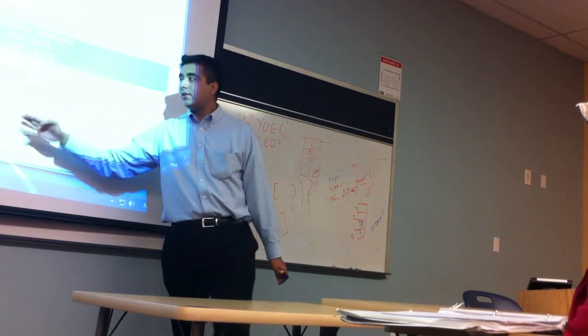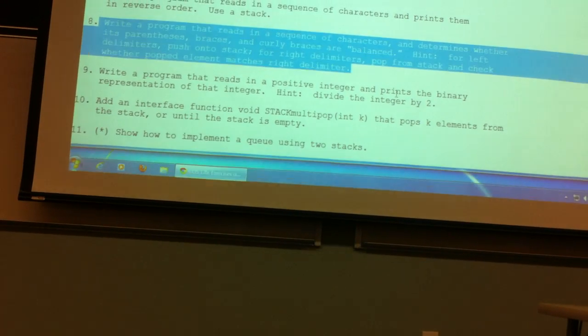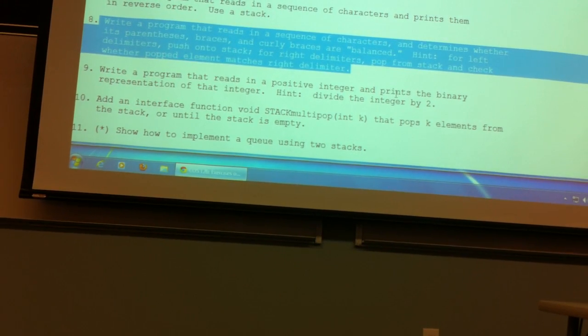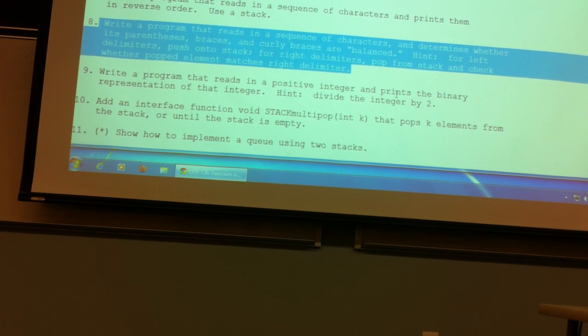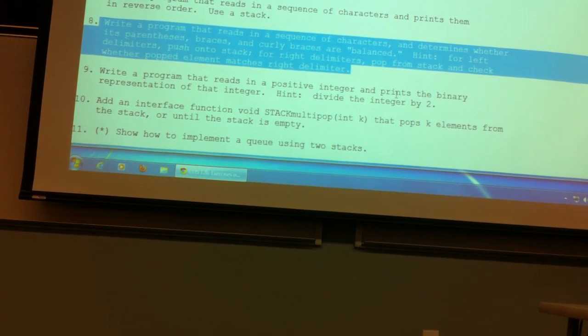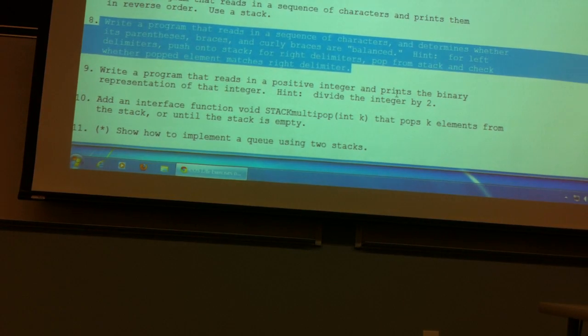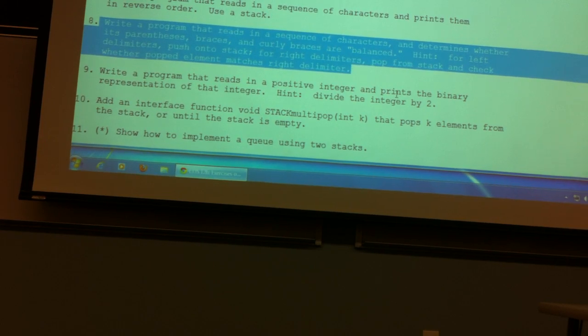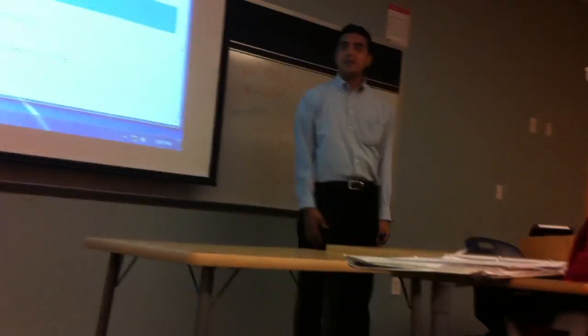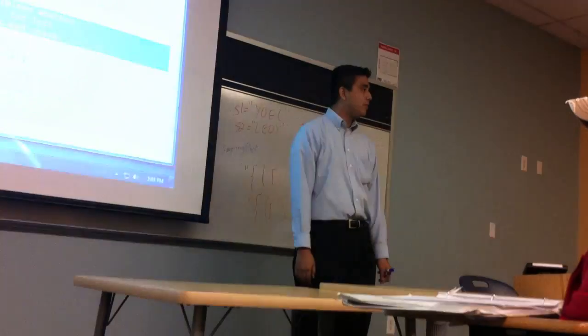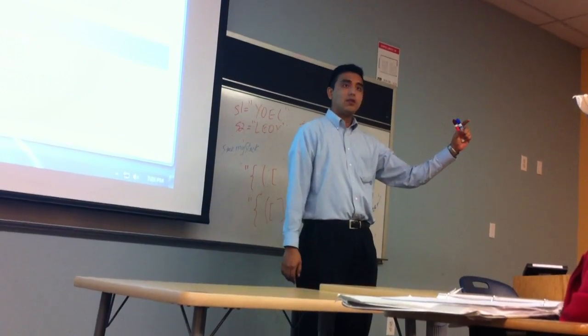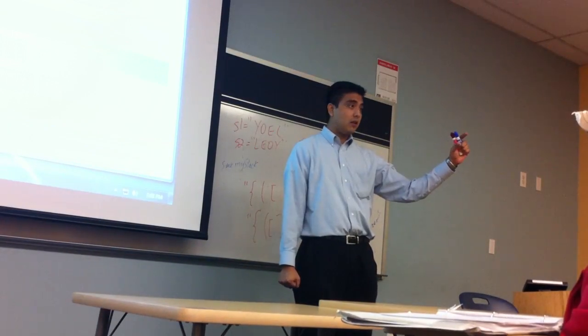Add an interface function. Forget about it. Add a method called multipop that receives a parameter k and pops k elements from the stack or until the stack is empty. How hard is that? While the counter is less than k, or the stack is not empty, pop. That's it. How hard is that? Probably around 2 minutes to create that method. You understand what I'm saying, right? Yes, all of you?